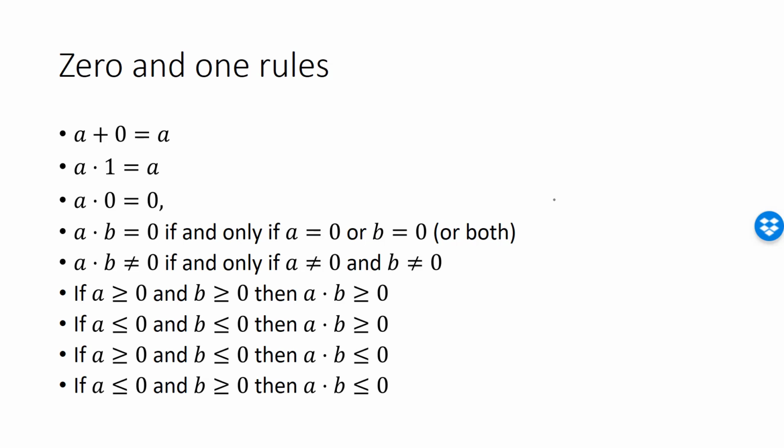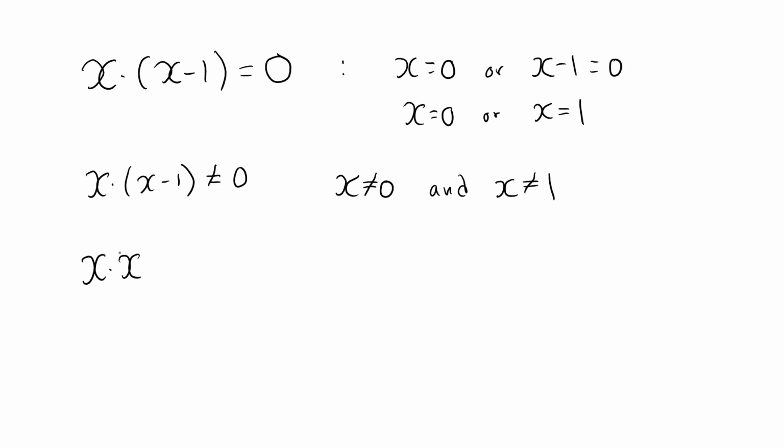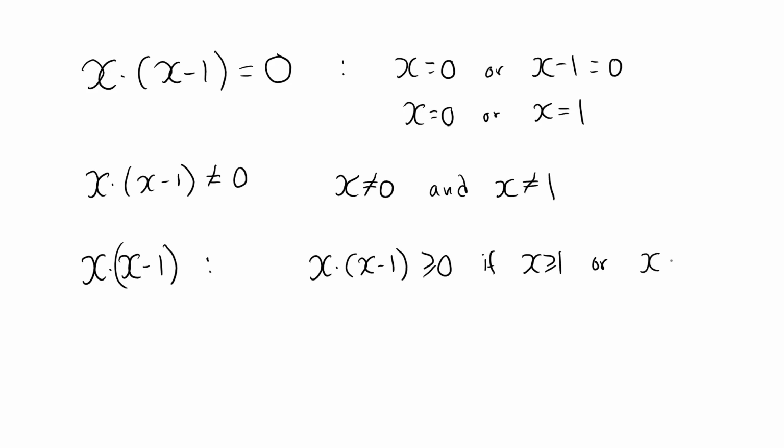For example, if I want to figure out the sign of the expression x times (x minus 1), I can conclude that x times (x minus 1) is greater than or equal to 0 if x is greater than or equal to 1, then both terms will be non-negative, or if x is less than or equal to 0, then both terms are negative or 0. x times (x minus 1) is less than or equal to 0 if x is between 0 and 1, including 0 and 1, as I then have a product of two terms where the first term is positive or 0 and the second term is negative or 0.